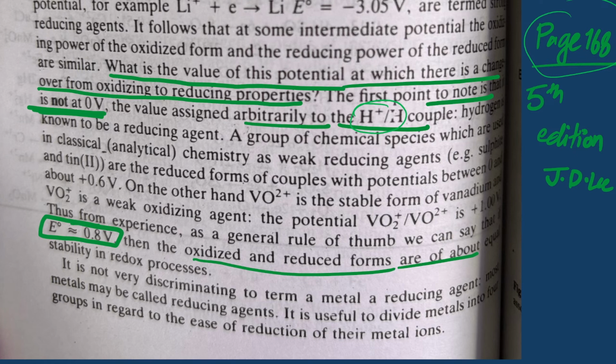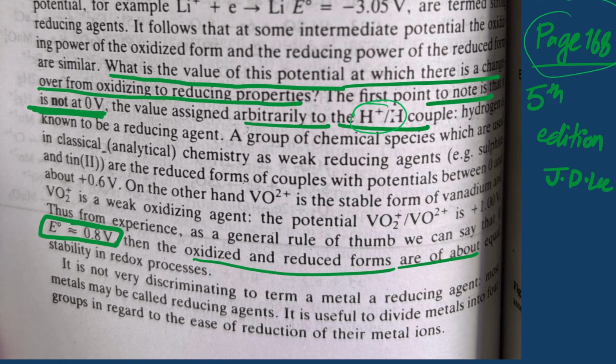Interestingly, if you go and ask ChatGPT what is the value at which things are equally reducing and equally oxidizing, it'll give you the answer as 0. I'm like, no, it's not. I bugged it quite a bit actually. This is ChatGPT 4.0. I said no, that doesn't make sense, it's a reducing agent. And it just kept going in a loop. I read this in J.D. Lee and wanted to see what the bot says.